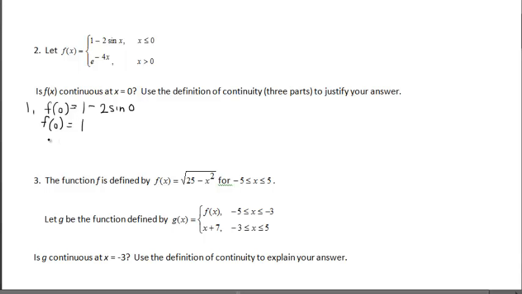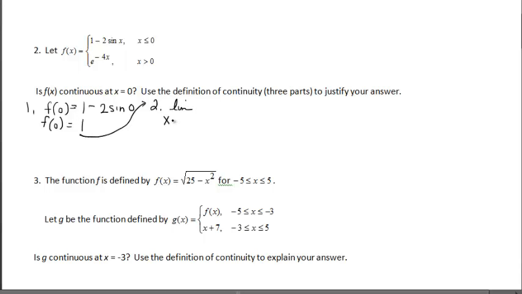Let's see if the limit exists. So all I'm going to do is plug in 0 to the top piece and plug in 0 to the bottom piece, and we're going to see if those 2 values are equal. I'm actually going to come over here and show the two limits, the left-hand limit and the right-hand limit.